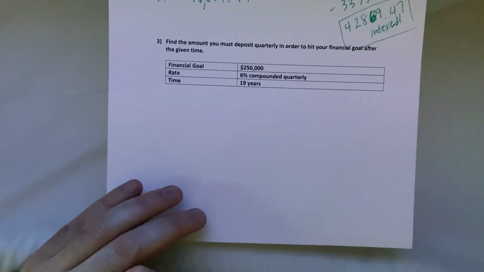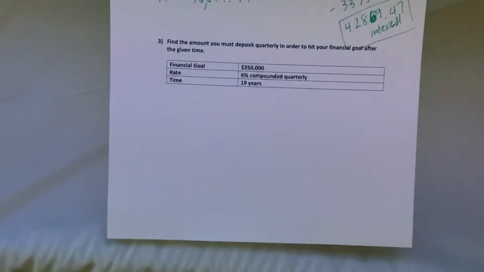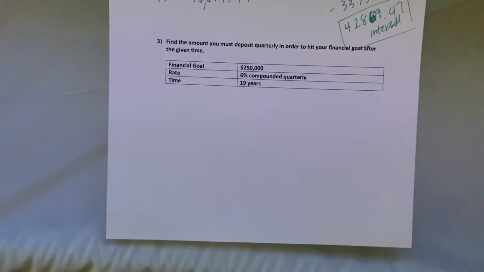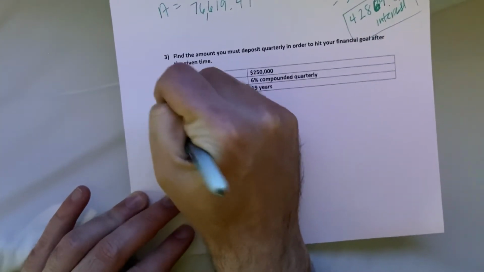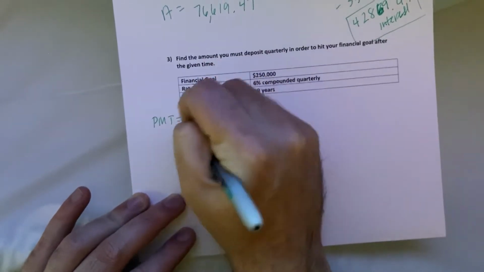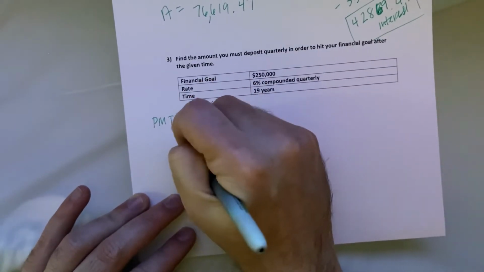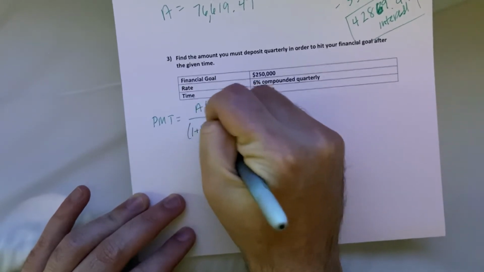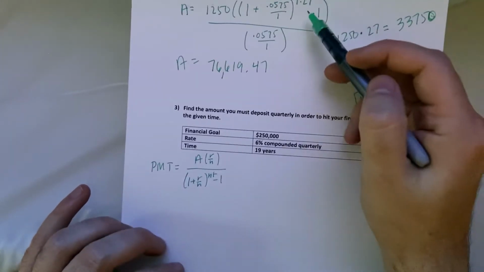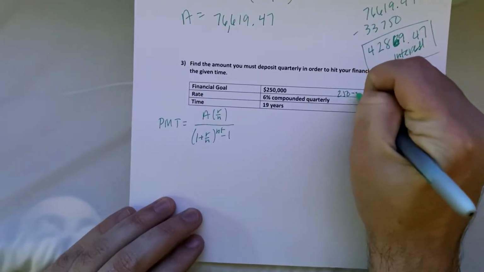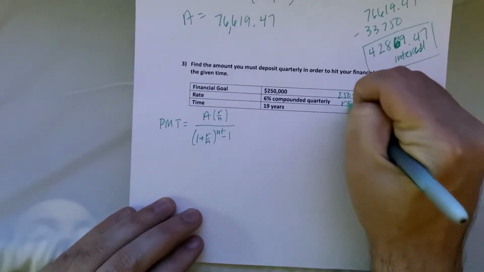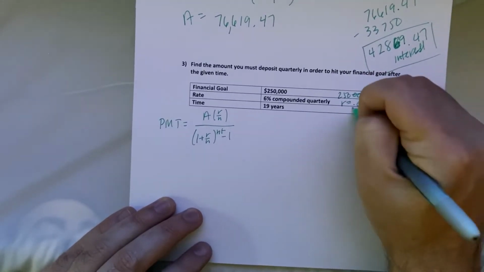So if we use that other version of the formula, which is that payment is equal to basically anything from the numerator above goes to the denominator. So payment is equal to A times R over N divided by 1 plus R over N to the NT minus 1. So basically this part from up here and this one flipped. Again, our A is 250,000. R is 0.06, N is 4, T is 19.